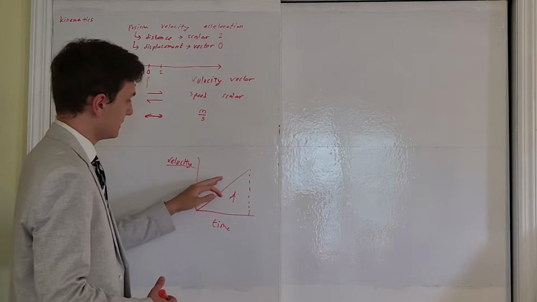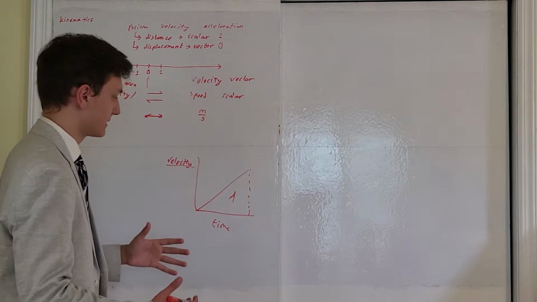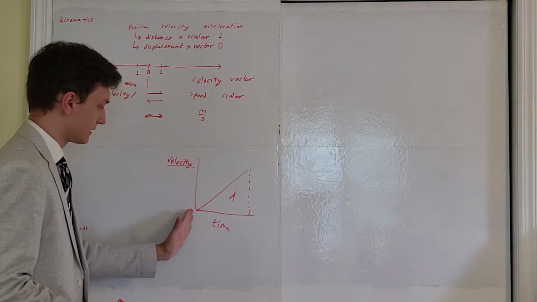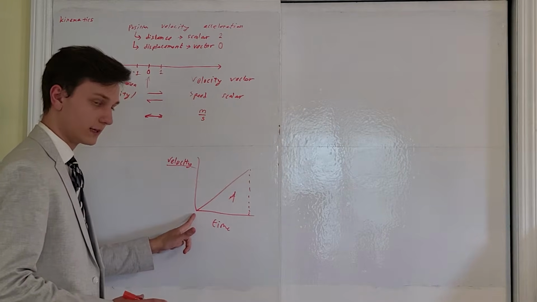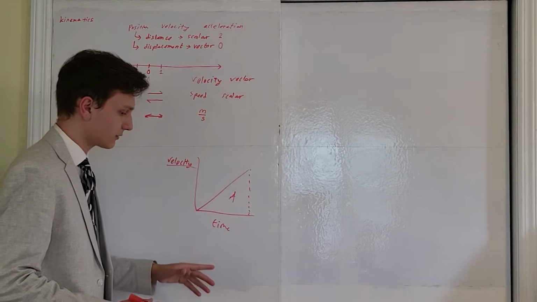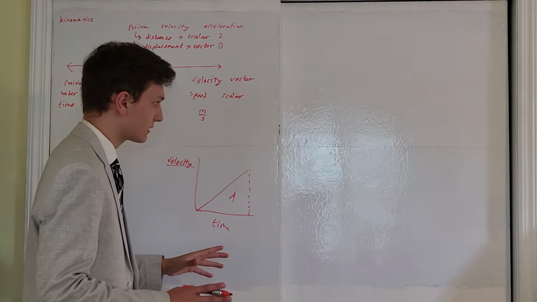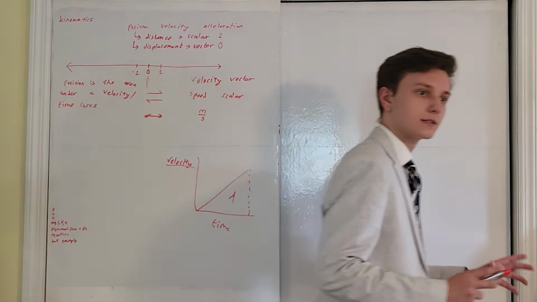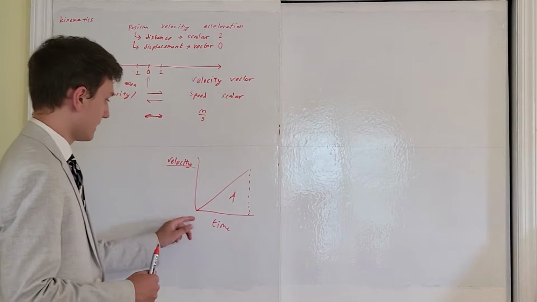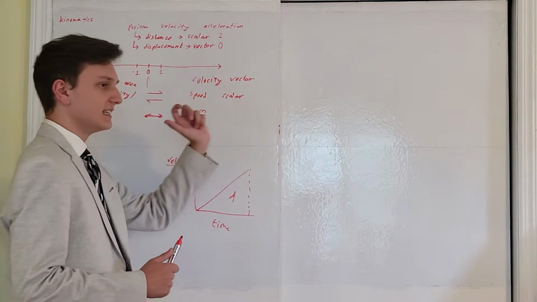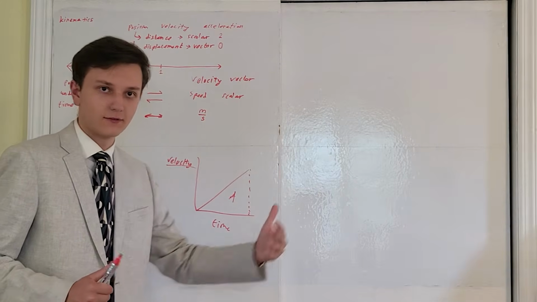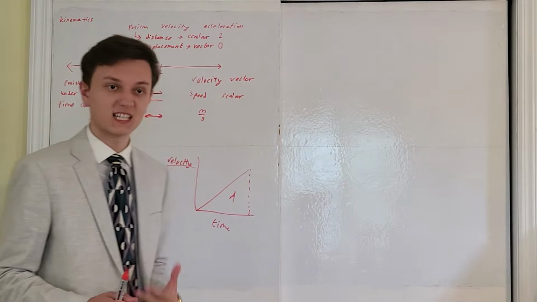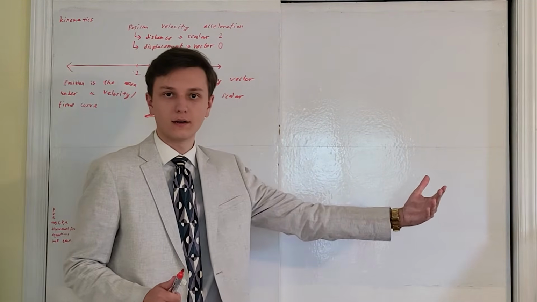My velocity is increasing as time passes. That means at time 0, I'm not moving, and as time starts to increase, I slowly start to go faster and faster and faster and faster, which means as time goes on, the distance that I am traveling every second increases because my speed increases as time goes on.